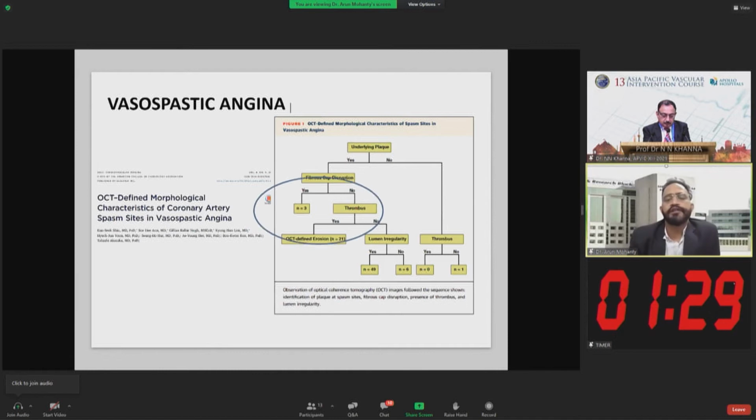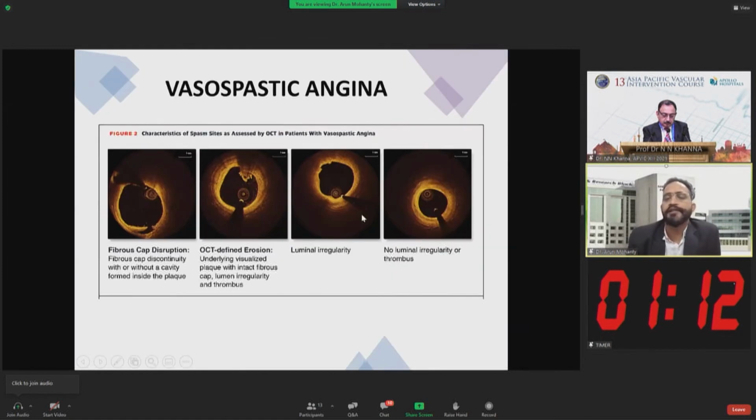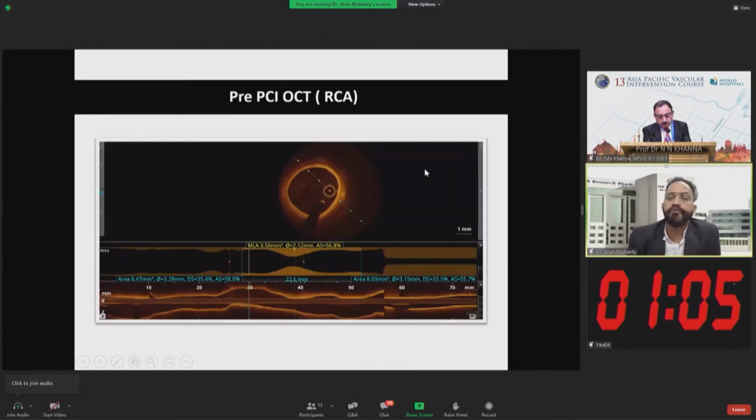So this is a study by Akasaka. They have studied these vasospastic angina patients. The majority of these patients will have lumen irregularity or some kind of plaque erosion with local endothelial dysfunction. So this is the data which Akasaka has published. In vasospastic angina, you can get this kind of picture and they can produce this kind of catastrophic presentation.